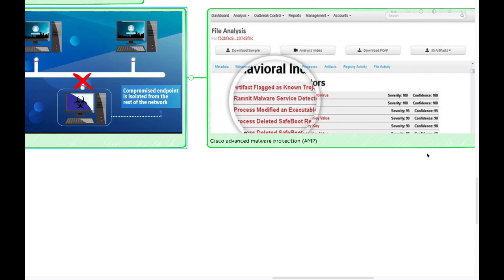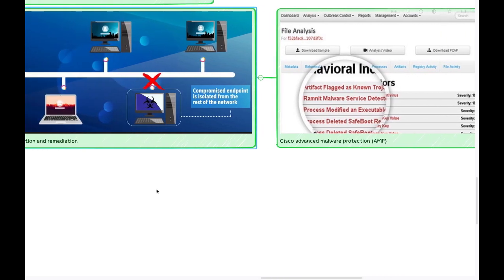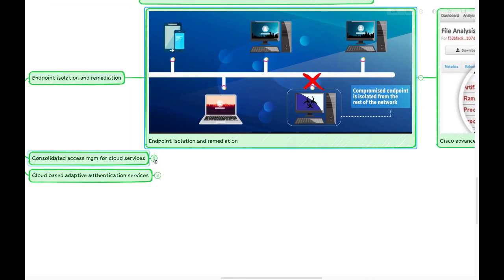Example tool: Cisco Advanced Malware Protection for Endpoints. It is an endpoint security solution that uses advanced threat intelligence and behavioral analysis to detect and respond to threats on endpoints. When a threat is detected, the affected endpoint can be isolated from the network to prevent further damage, and AMP can automatically remediate the threat by removing malicious files or quarantining them for further analysis.